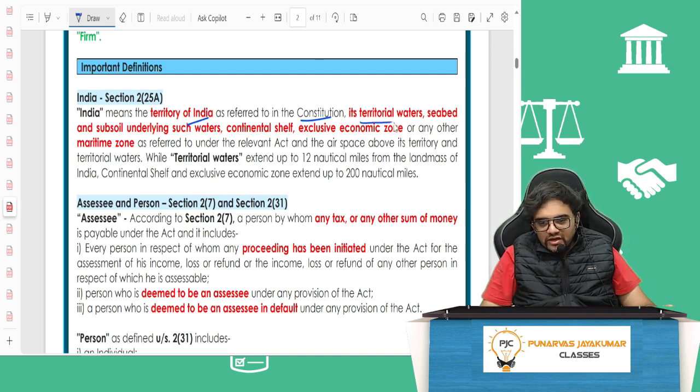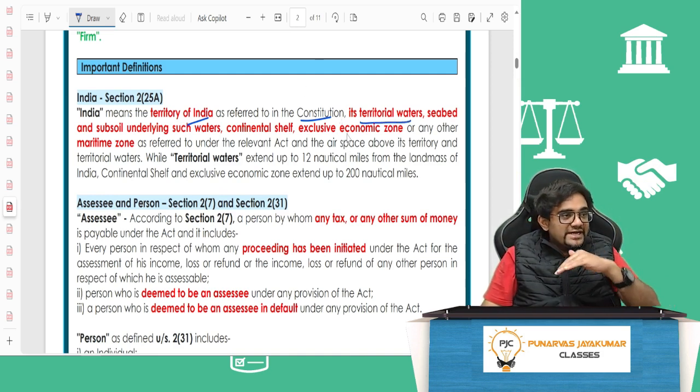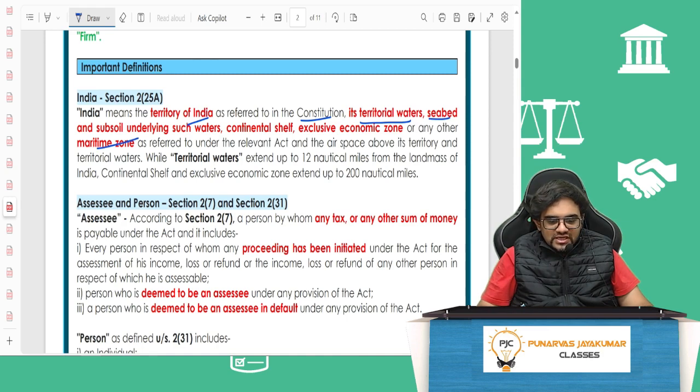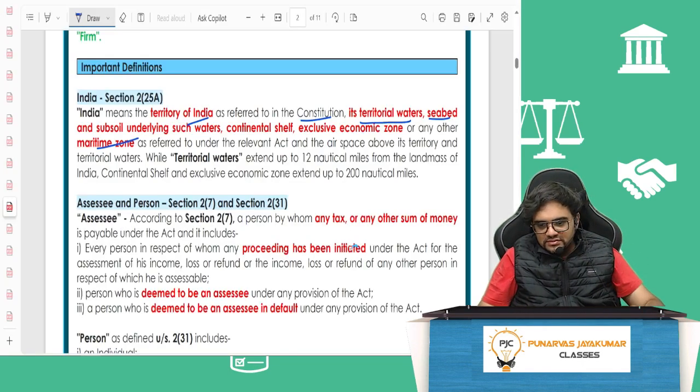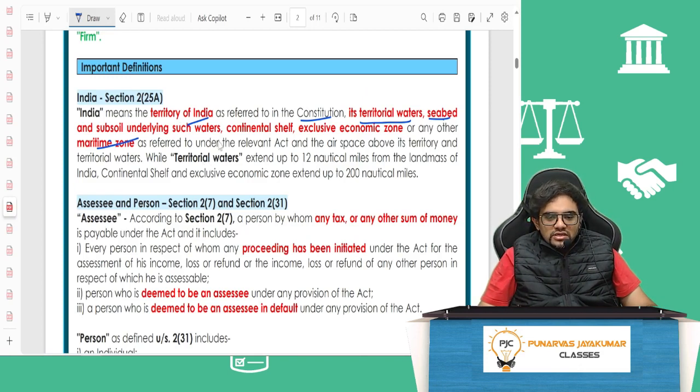It's territorial waters. See, waters are also included. Territorial waters means what? They'll give. And seabed, subsoil, everything. Guys, here Reliance is digging for mining and oil mining inside the seabed. Is it India? Yes. See? Seabed and subsoil underlying such waters. Continental shelf and exclusive economic zone.